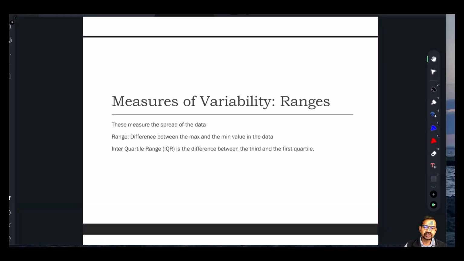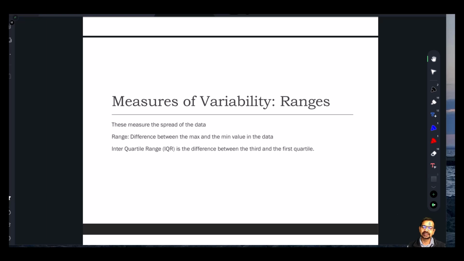Having looked at the measures of location, we turn our attention now to measures of variability. Variability deals with the spread of the data. It also helps us compare, along with location, the relative variability between different series of data. The most common measure of variability is the range, which is essentially the max minus the min value.